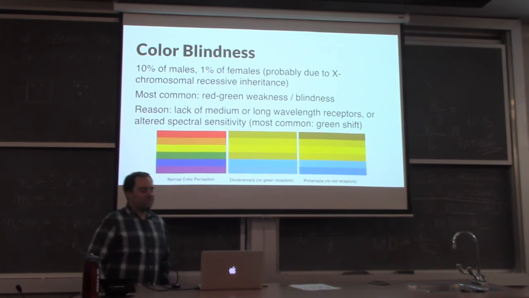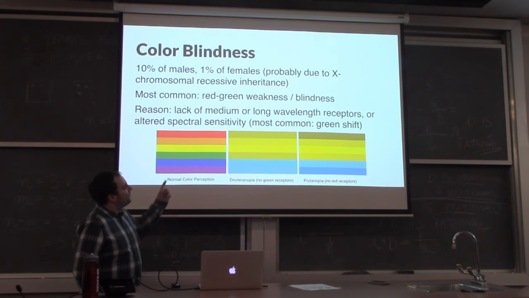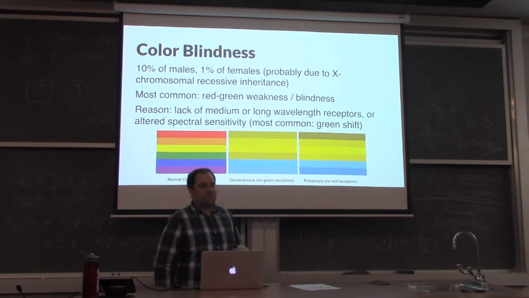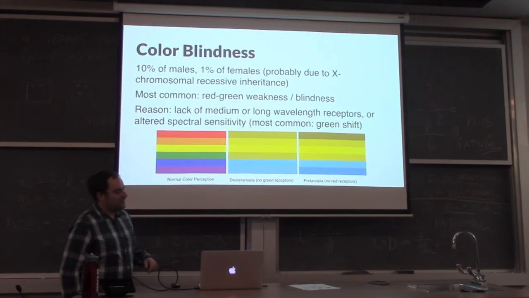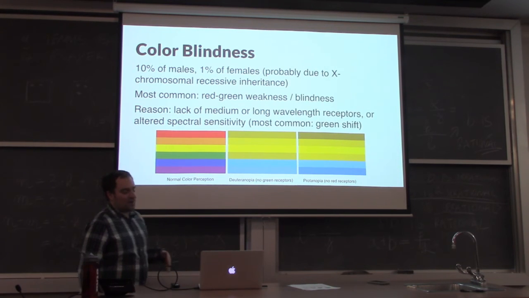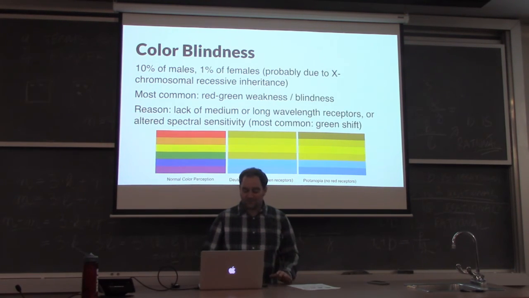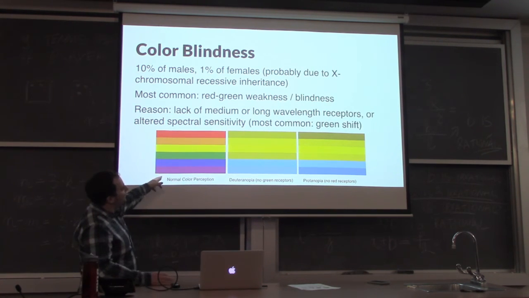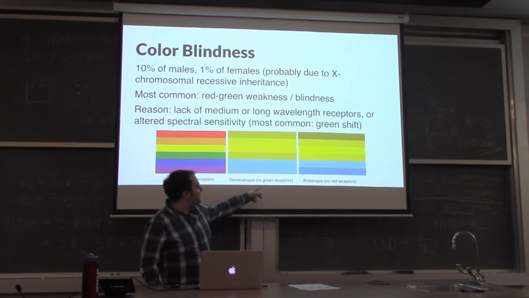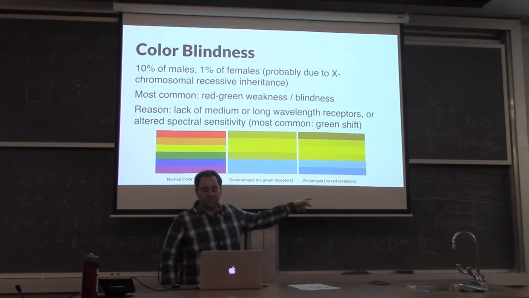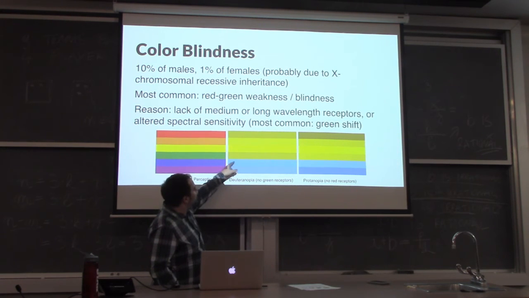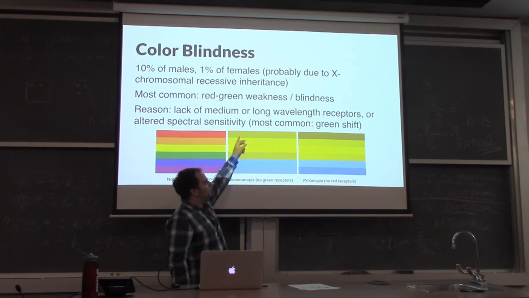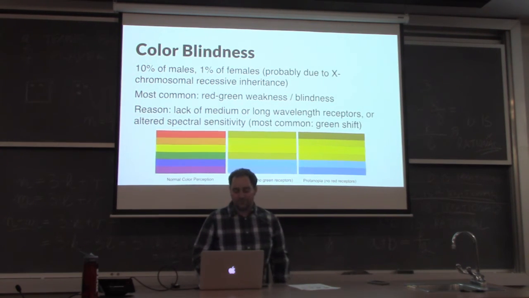There are a couple of different ways people can be colorblind. Red-green weakness or blindness is the most common one, so that is 9.5 out of those 10%. The reason here is the lack of medium or long wavelength receptors or altered spectral sensitivity of those receptors. Here is how a rainbow flag would look if you don't have any green receptors, and how it would look if you had no red receptors. It's really hard to pick those apart, and in this case it's really hard to tell green and red apart.